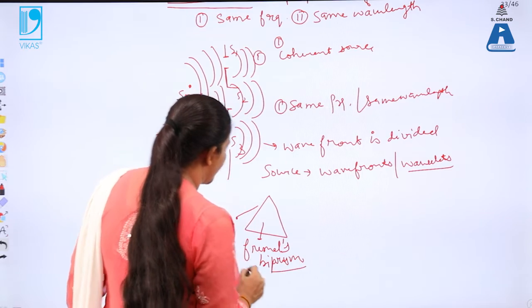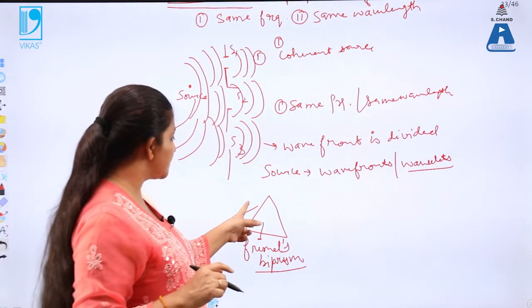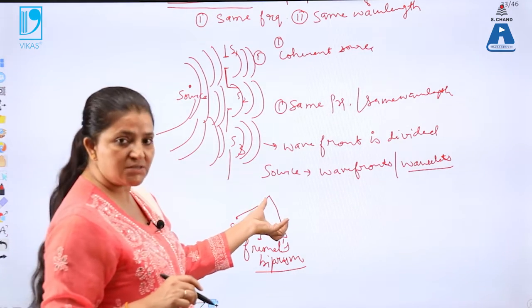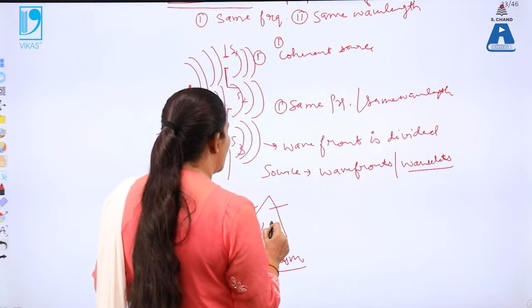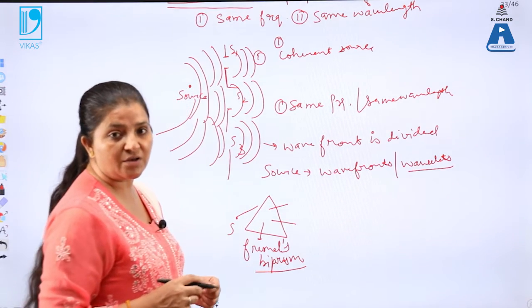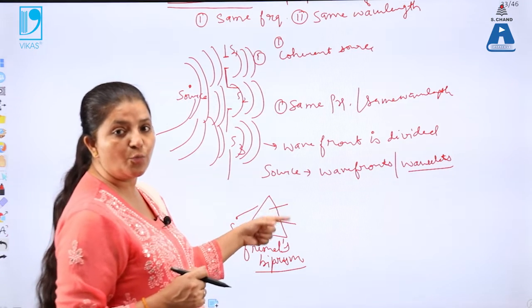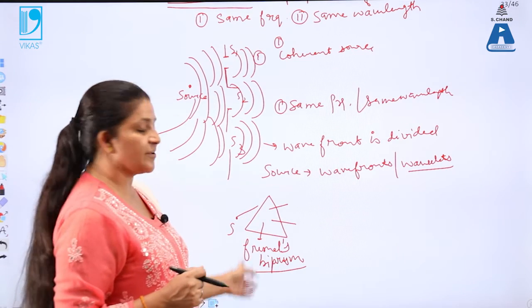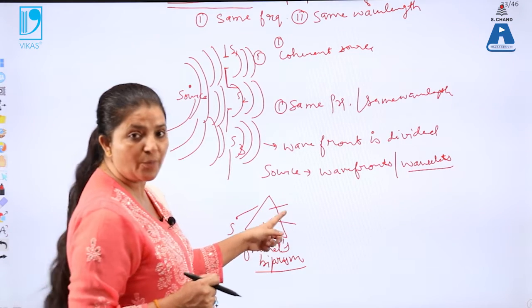Why is this called a biprism? Because due to the biprism, this light source is divided into two parts. Instead of one source, you can see that two sources are present over here. So the one light is separated into two parts. That's why this is called a Fresnel biprism.